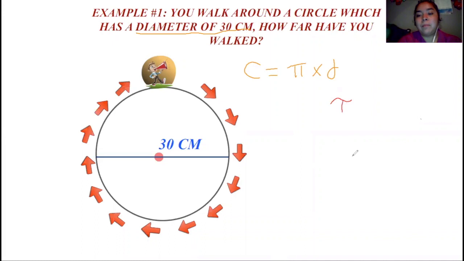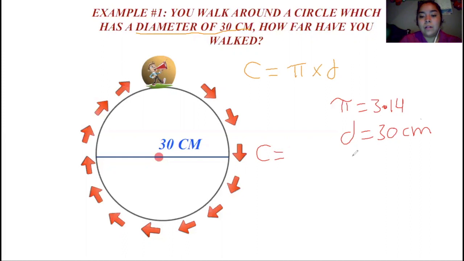We know that pi is equal to 3.14, and we know that d is equal to 30 centimeters. So then our formula is going to look like this. C is equal to 3.14 times our diameter, which is 30 centimeters. And then we're going to solve. So we're going to multiply 3.14 times 30.